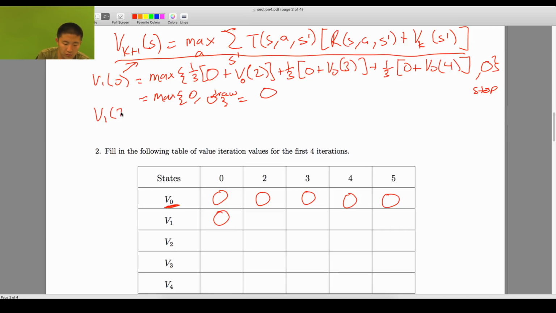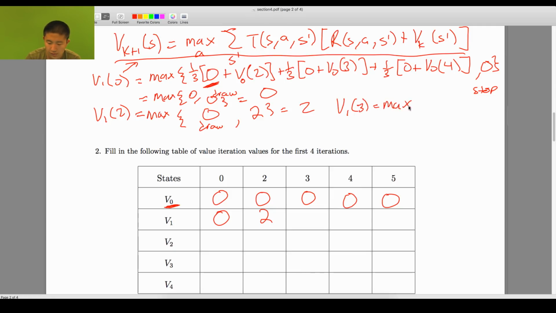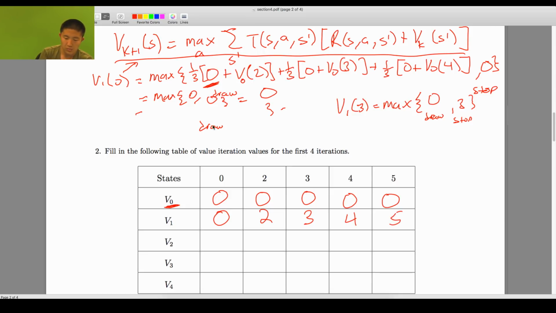Now if we do V1 of 2, we get a very similar thing. In the case of draw, we never get any reward for actually drawing, and our value functions for every state are 0. So this for draw will also evaluate to 0. And for stopping, you receive the amount of points of your current state, so you get 2. Same thing for V1 of 3: the max of 0 if you draw, and 3 if you stop. So this is 3. And the same thing is for the rest of these. Let me clear up some space here.